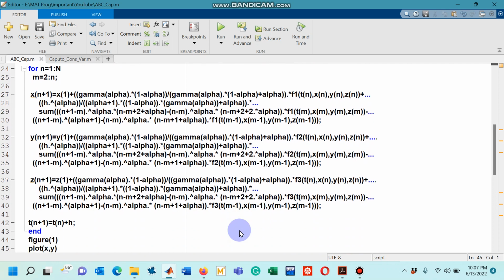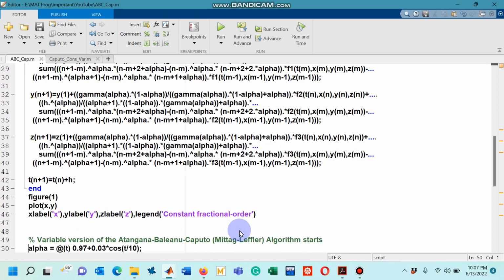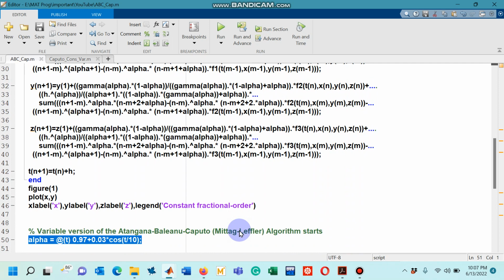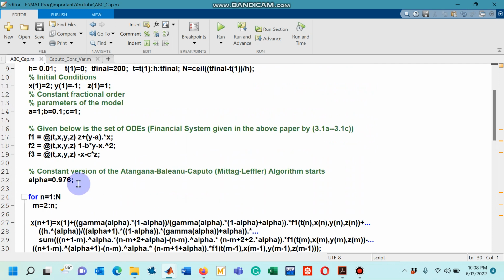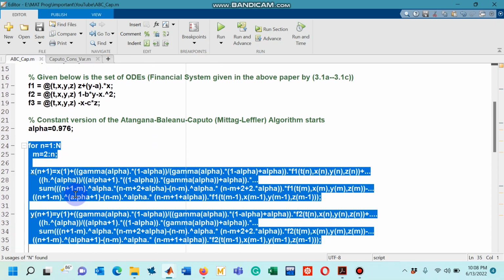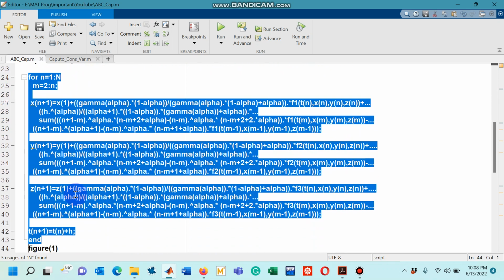After that, I have plotted the phase plane, and then the main thing starts, which is the major purpose of the research paper, taking alpha as no more a constant. As you can see on line number 50, now alpha is defined as a function of t. How this code has been designed is, once again, super simple. For the loop that I have typed for the constant version, just copy it and paste it at the bottom of this code by replacing alpha with alpha of t of m.